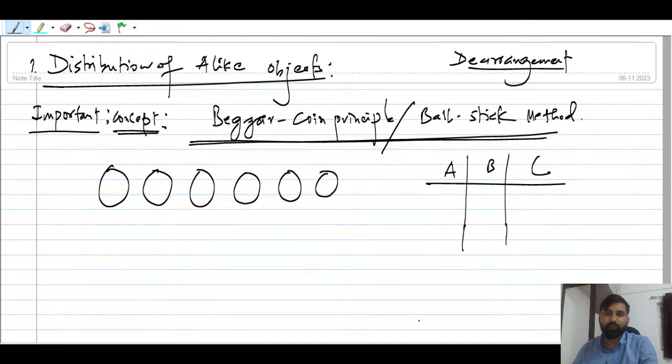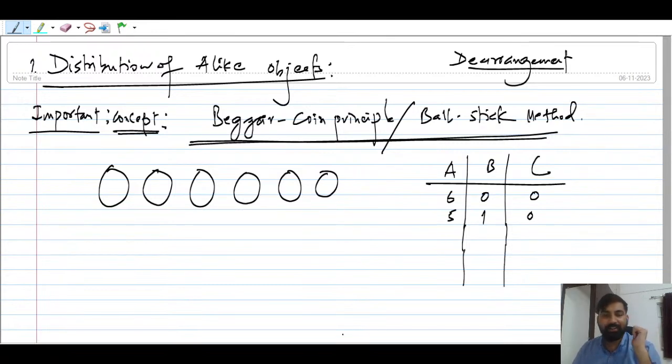It might happen that you give all the coins to this one guy, and you are not giving anything to these two, right? Or you can give 5 coins to the first beggar, and one coin to the second beggar, and you are not giving any coin to the third beggar, right?